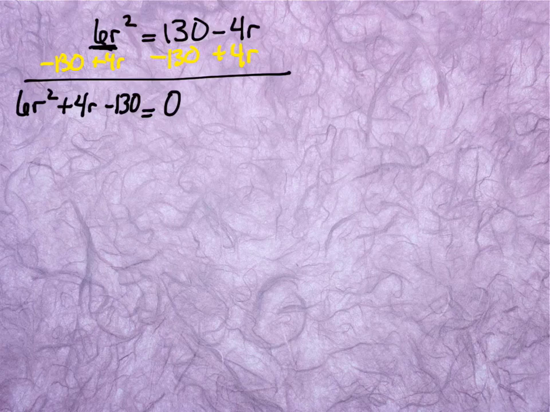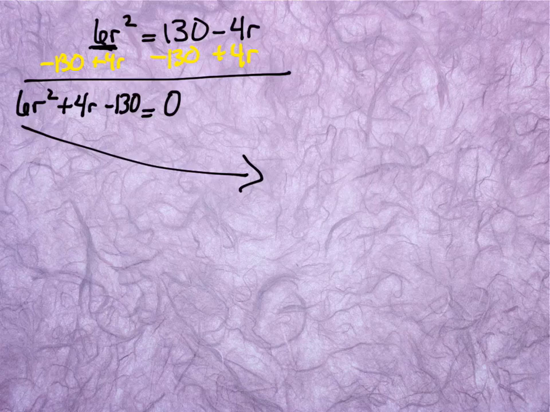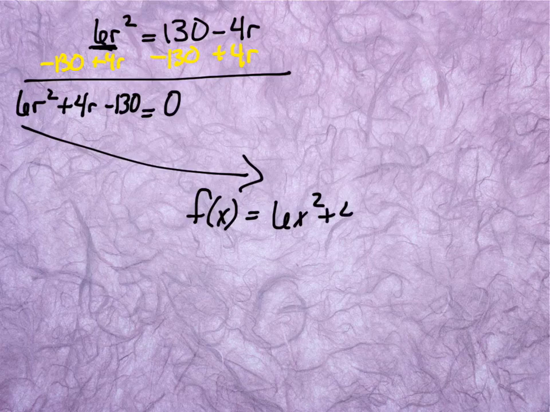Now, I'm going to be solving this by graphing, so I need to convert this over into something I can type into my graphing calculator. Graphing calculator needs to be in the terms of x's and y's. And what we're going to do is graph the function. So f of x equals 6x squared plus 4x minus 130. And I'm going to graph this into the graphing calculator and come up with my solutions.